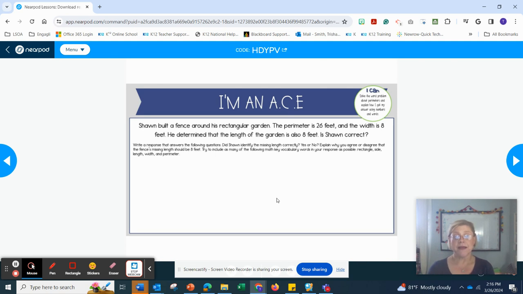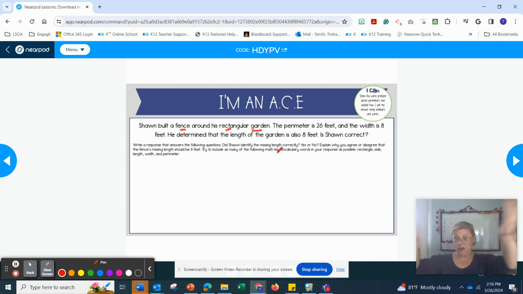And then, like I said, at the end, you're going to have that same prompt that you are going to solve again. So what are some things we know? We know that he built a fence around a rectangular garden. So we know the shape of the fence, or the shape of the garden is a rectangle shape.